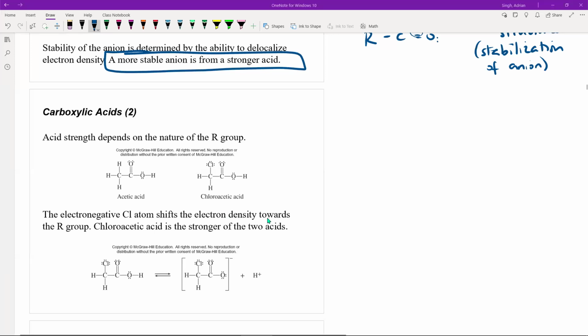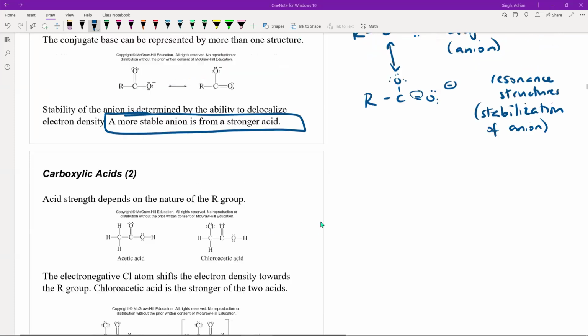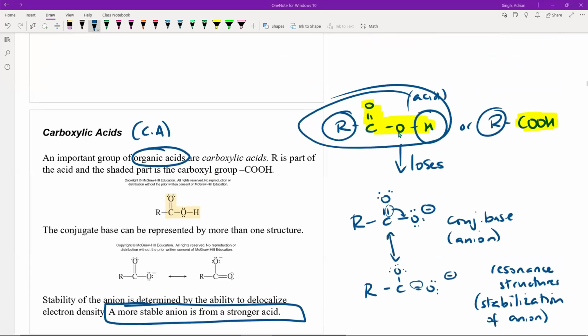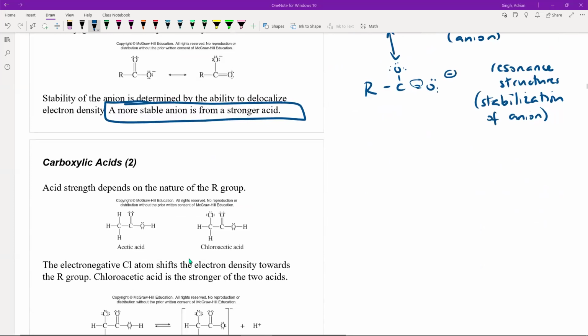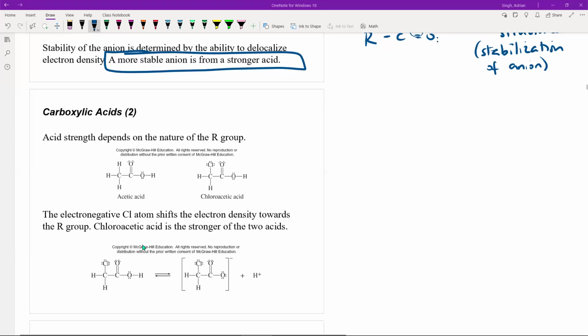So in your carboxylic acids, that strength of different carboxylic acids now, because all of them are going to have this carboxylic acid part in yellow, right? That's going to be common to all of them. So the conjugate base is going to be stabilized by resonance delocalization. What makes carboxylic acids different from each other? Well, the acid strength is going to depend on the nature of that R group. So the R group in acetic acid, for example, is this entire thing here. And the R group in chloroacetic acid is this thing here.